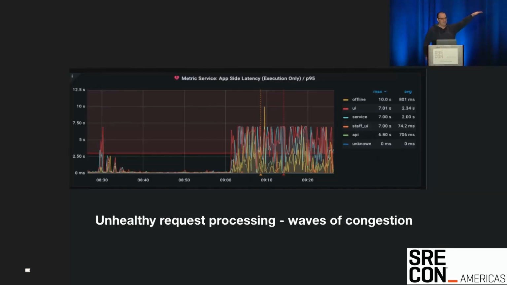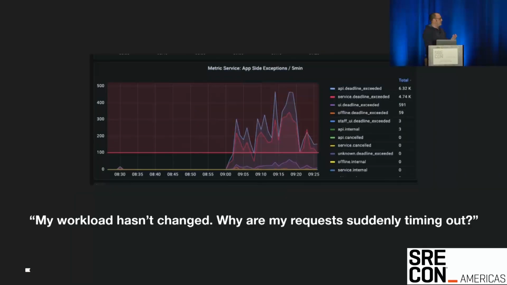This wall here is a wall of timeouts and a wave of congestion in the service. So we had to figure out where this was coming from. And the thing that motivated me personally the most was this conversation with our other developers.